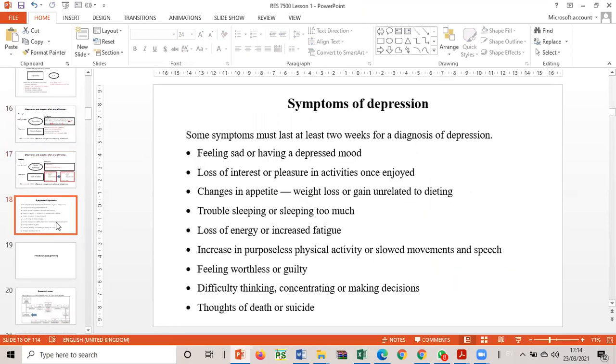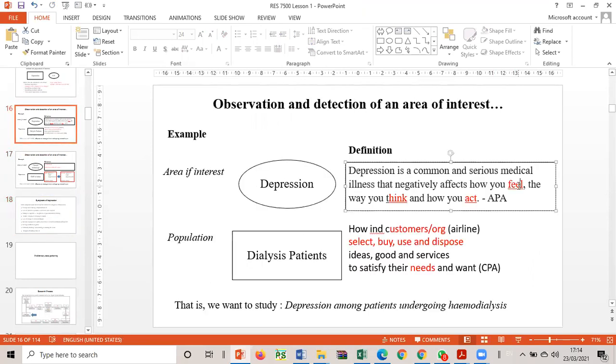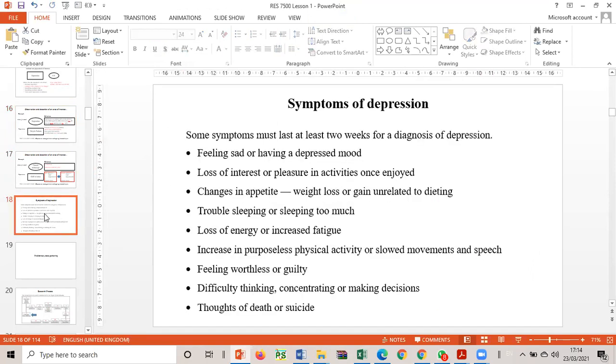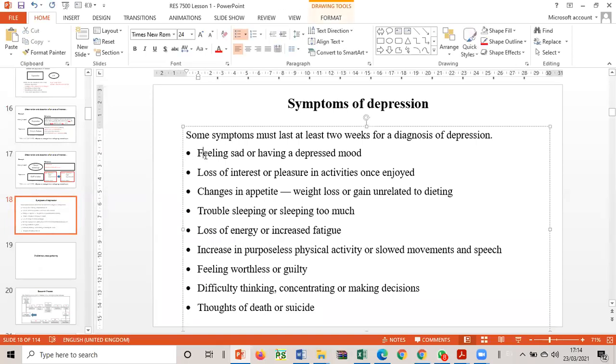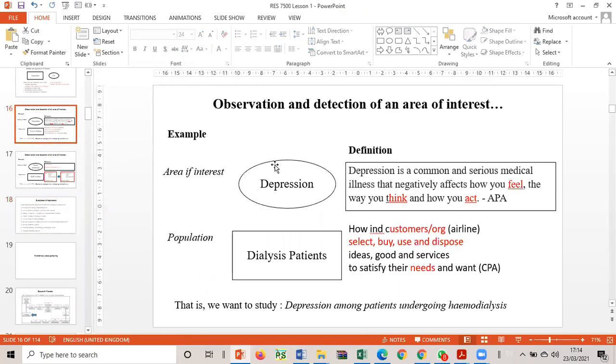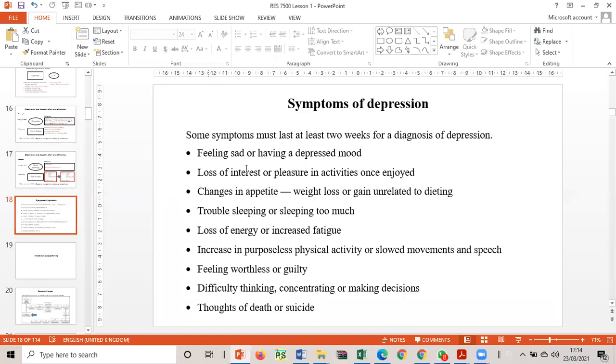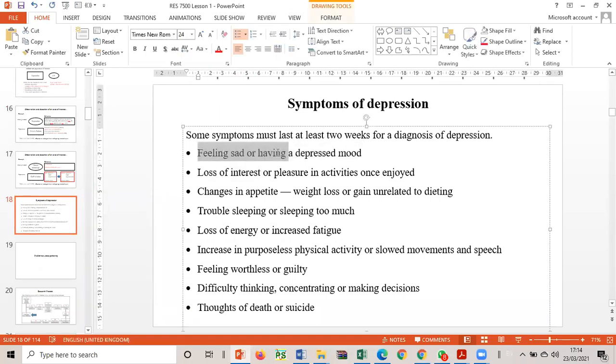So in my case now, our example, depression. Just now I said depression is defined as feeling, thinking, and acting. So what questions, if at all, should go into the questionnaire? What are the symptoms? Feeling. Feeling what? How do they affect their feeling? Feeling sad or having a depressed mood. Interest, change in appetite, trouble sleeping, energy, all these things come in.